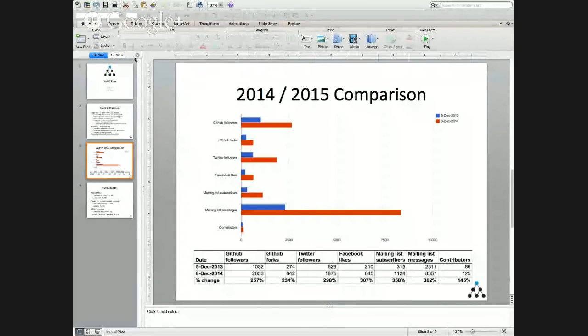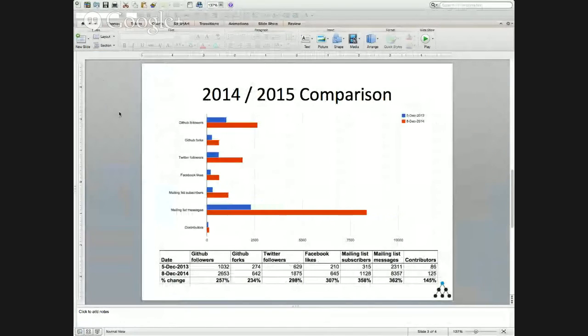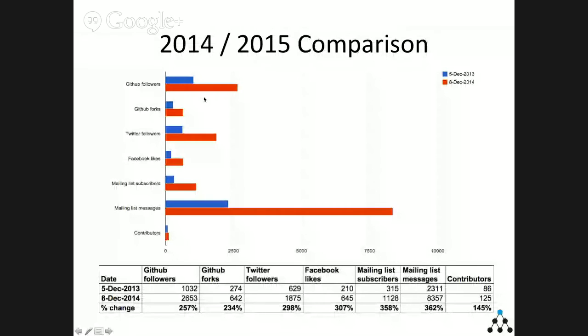Okay, let me share this. Let's see if I can share this. Can I share an application? I'll just do the whole screen. Did that work? Yeah, that worked. Okay, so this is a comparison slide. Might be a little bit hard to see. Blue is 2013 and red is 2014. I hope this works. No, this isn't working. Yeah, just the previous view was fine. Okay.